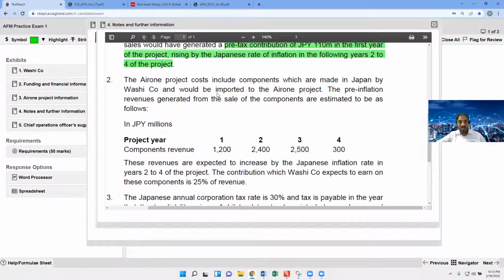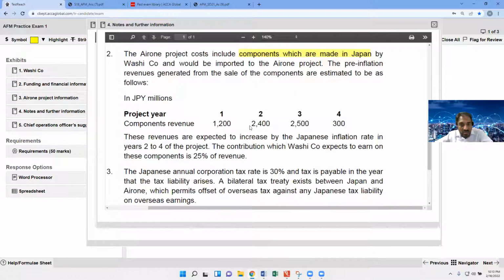Components made in Japan. These are the matters: revenue. The revenue is expected to increase by Japanese inflation in year 2 to year 4. The washing company expects to earn a contribution of 25%.